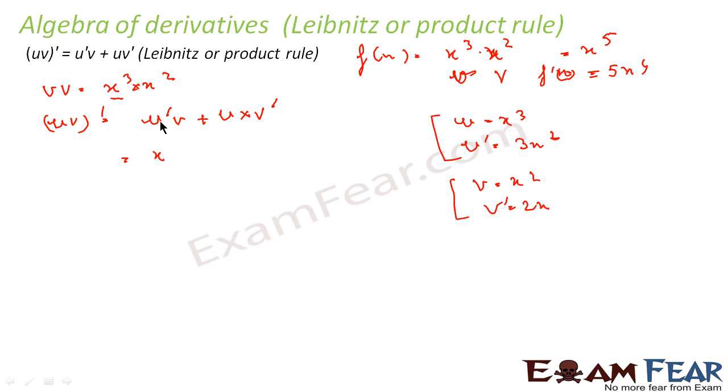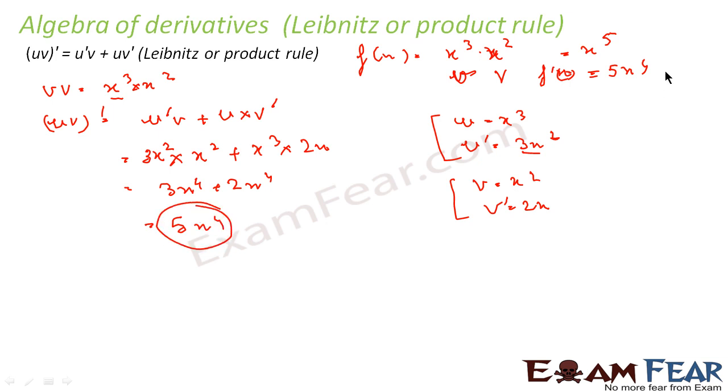So first you have to find u dash. u dash is what? 3x square. 3x square into v. What is v? x square, plus u is x cube into v dash. What is v dash? 2x. This is nothing but 3x to the power 4 plus 2x to the power 4, and this is nothing but 5x to the power 4.